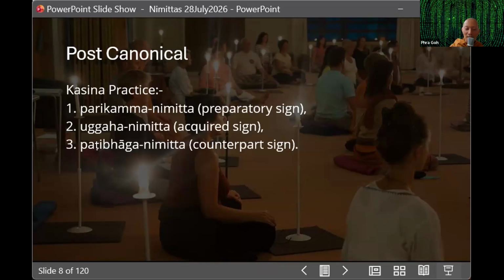Nimitta means sign. It's often used in post-canonical meditation manuals, not so much used in the same way as the Suttas. According to the post-canonical version, for example the Visuddhimagga, they'll tell you that for kasina, you need some image to help you focus and concentrate. For example, if you look at the background here, you need maybe a candle or a flame. That's the preparatory sign.